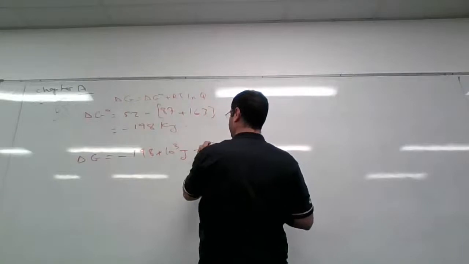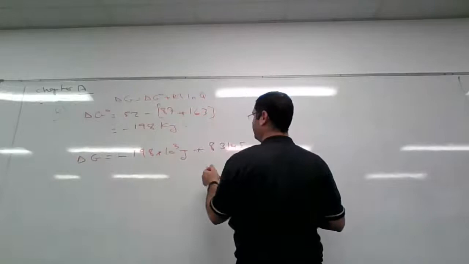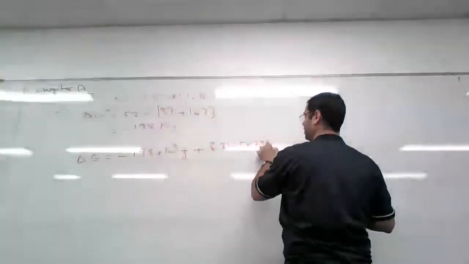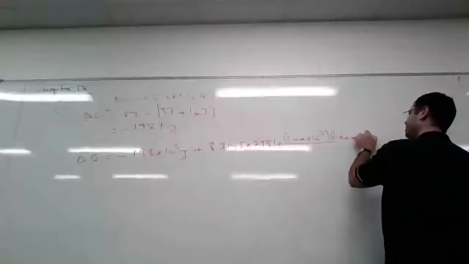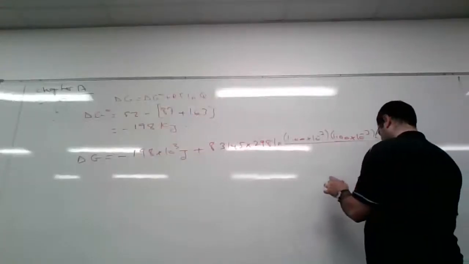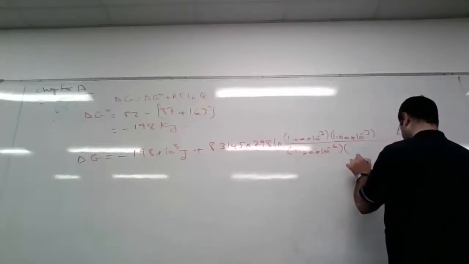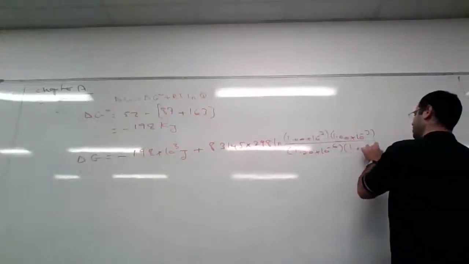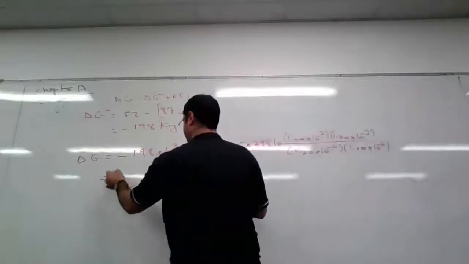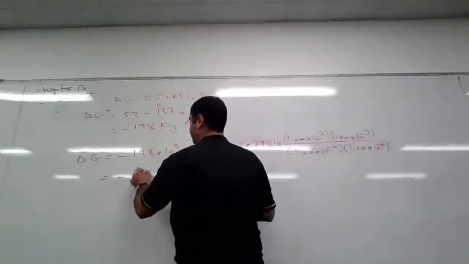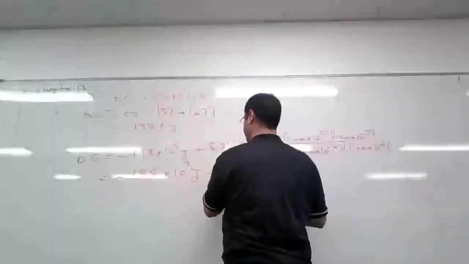Plus R now, 8.3145. Don't make this mistake, students forget to convert. Times the temperature 298, ln Q. Now Q is products over reactants: 1.00 times 10 to the power minus 6, 1.00 times 10 to the power minus 6. Okay, you get delta G now. What's the value of delta G if you calculate all this? It's minus 188 times 10 to the power 3 joule, which is equal to minus 188.